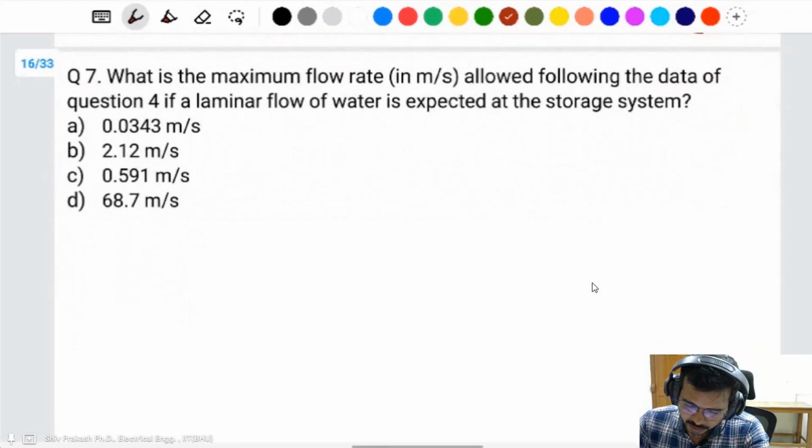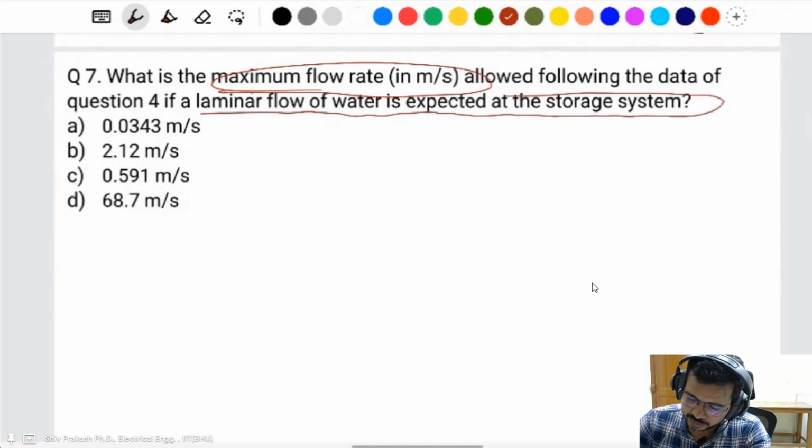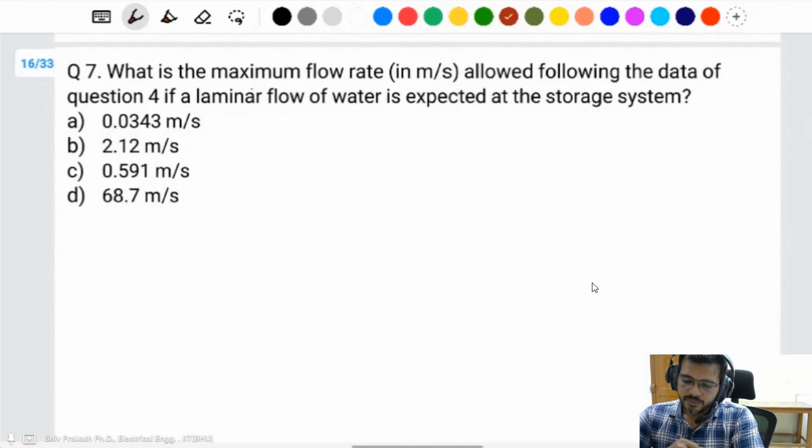Next, what is the maximum flow rate allowed, following the data of question 4? Same question number 4. What is the maximum rate of flow allowed if the laminar flow of the water is expected at the storage system? How much meter per second of water will flow in the system? The water flow is really laminar flow, not turbulent flow.